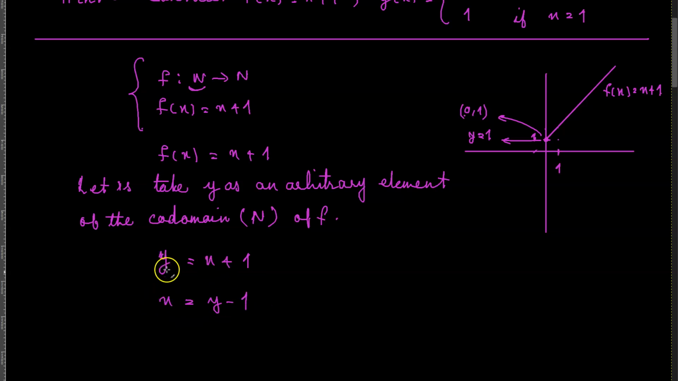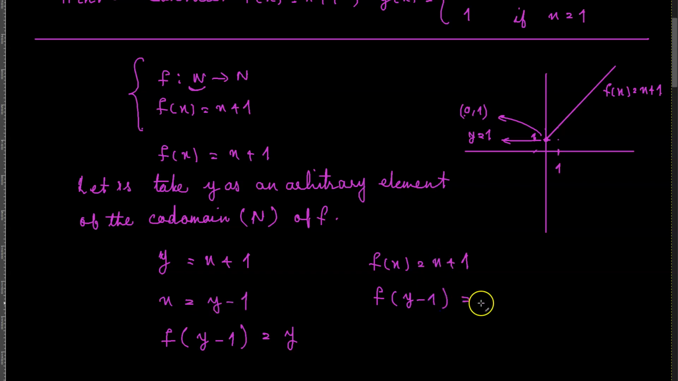x is equal to y minus 1. And what that means is that f of y minus 1 is going to give me y, because here I'm saying that f of x is equal to x plus 1. And since x is equal to y minus 1, then f of y minus 1 is going to be equal to x plus 1, which is y minus 1 plus 1, which is equal to y. So f of y minus 1 is equal to y.